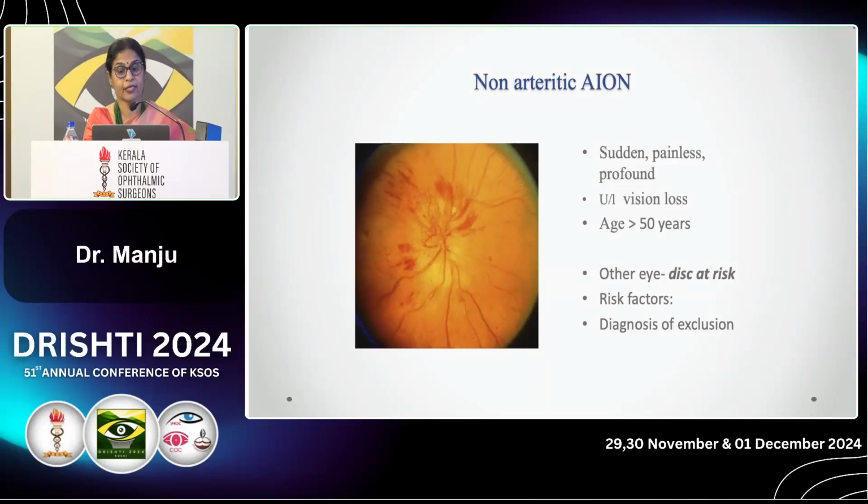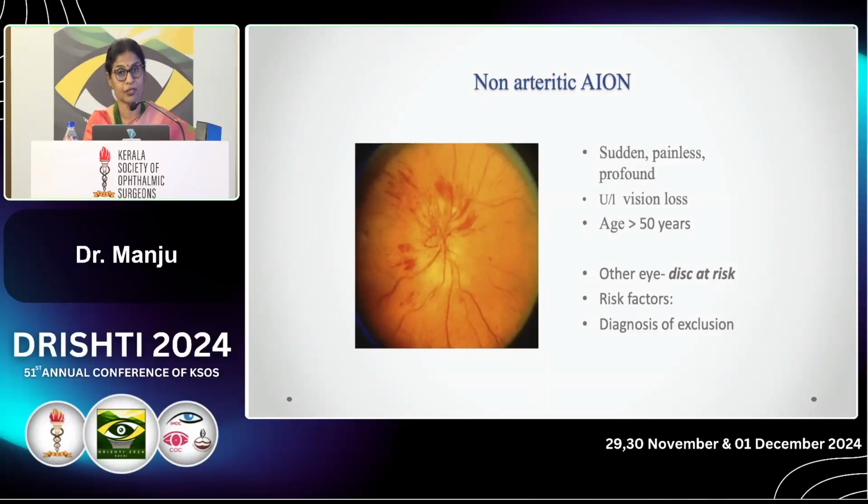Now, a patient slightly older, more than 50 years, complaining of unilateral, sudden, painless, and profound loss of vision. You can see a diffuse disc edema that is slightly pale and hemorrhages on the disc surface and also extending into the peripapillary region. This starts as a hyperemic disc edema, but as days evolve, it turns into pallor.